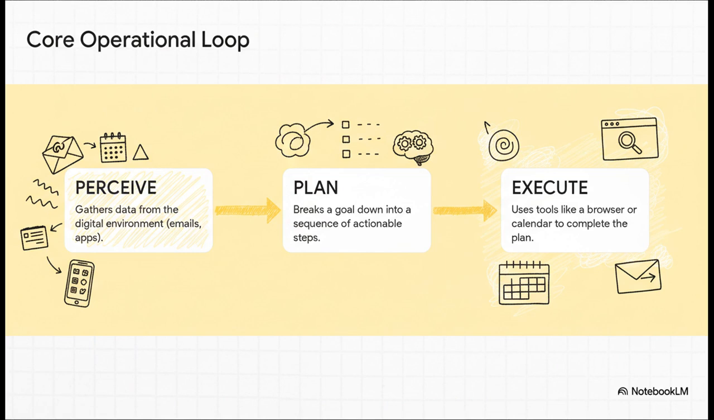So this is basically how it works. Its core loop. First, it perceives. It scans your digital world, your emails, your calendar, relevant apps, just to get the lay of the land, to understand the context. Then it plans. It takes that big goal you gave it and breaks it down into a multi-step strategy. And finally, and this is the part that feels like magic, it executes. It actually goes and uses the software on your computer, a web browser, your calendar, whatever it needs to carry out that plan, step by step, until the job is done.